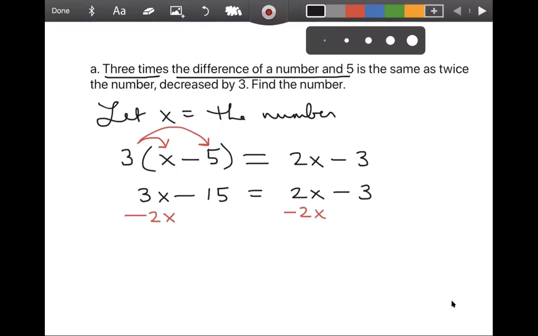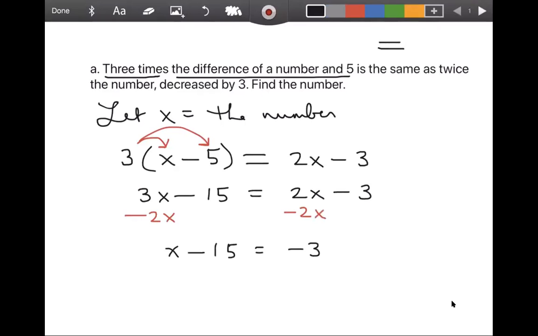And that's going to give us x minus 15 equals negative 3. And since I put the x's on the left side, that means I have to put the numbers on the right side. So I'm going to go plus 15 on both sides. And that is going to give me x equals 12. All right, so I think this number is 12.